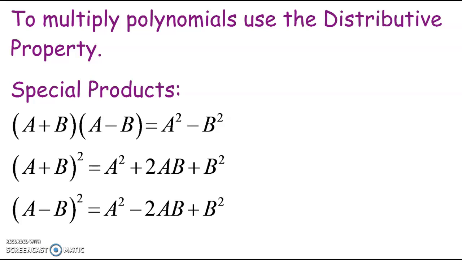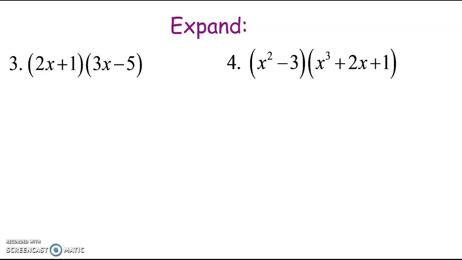To multiply polynomials, we can use the distributive property. A couple things: this first one would be a difference of squares. This is a perfect square trinomial, and this one's another perfect square trinomial. You don't need to memorize these. We can just FOIL it out to figure it out. So if we want to expand this, we're going to go First, then we've got Outside, then we've got Inside, and then finally Last.